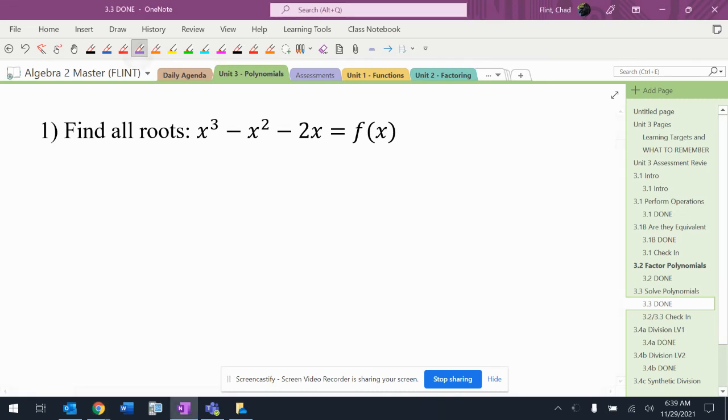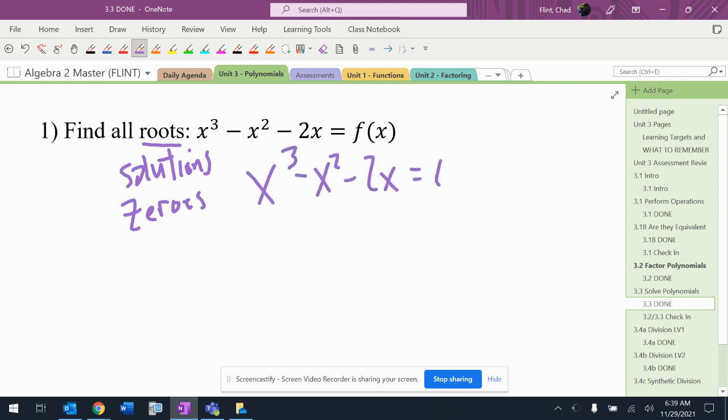All right, so remember that the word roots and solutions and zeros all mean the same thing. It means set it equal to zero and find the answers. So I take this equation here, x to the third minus x squared minus 2x equals 0, and I fully factor it. It means I look for a GCF. I do all the different steps as I go through.